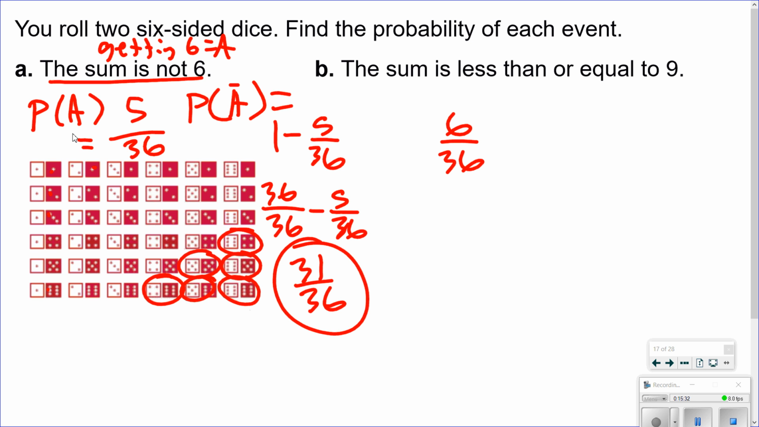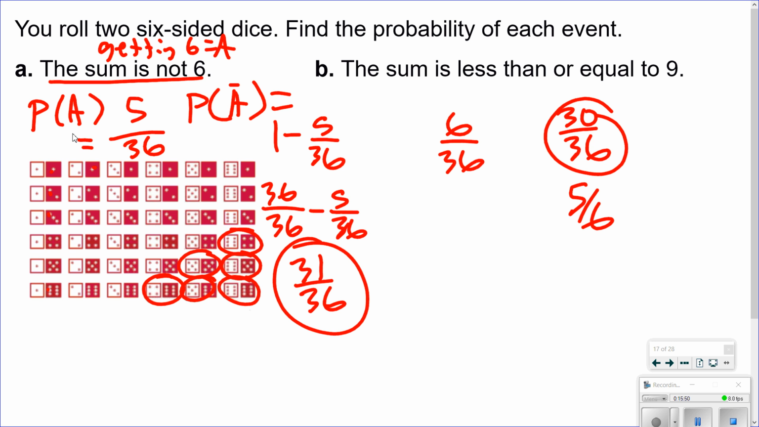If you're getting one less than or equal to 9, that's the complement. So there's 6 out of 36 that are greater than 9. There are 30 out of 36 that are less than or equal to 9. So that one reduces, right? That would be 5/6 as my probability.